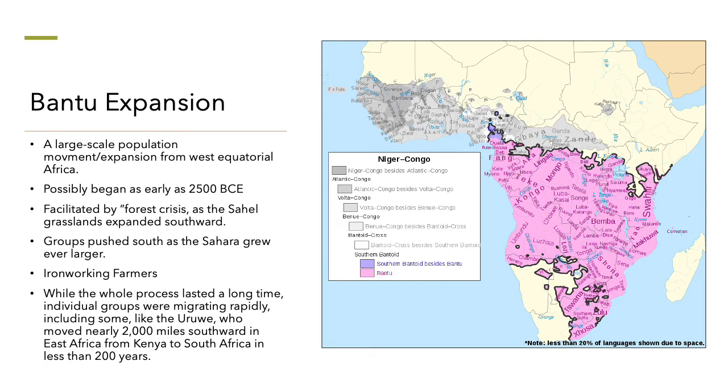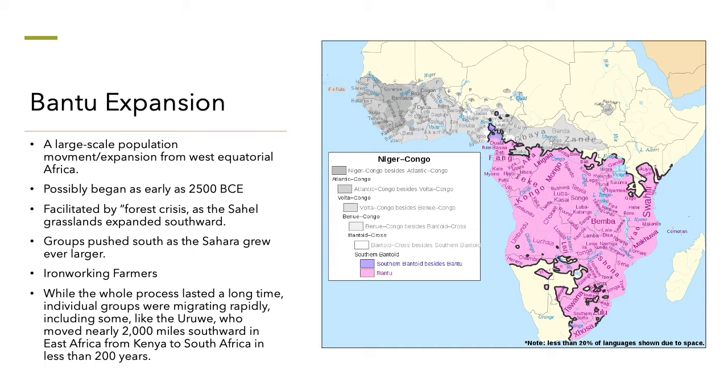One of the other things to talk about is the Bantu expansion. This is a major event in the history of the African continent and resulted in the ancestral populations of many of the tribes of Central and Southern Africa today arriving in their new homelands. This was a large-scale population movement that began in West Equatorial Africa, possibly as early as 2500 BCE. So a fair amount of time has elapsed.